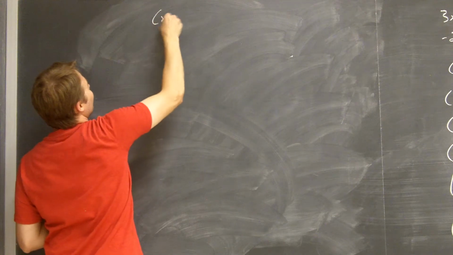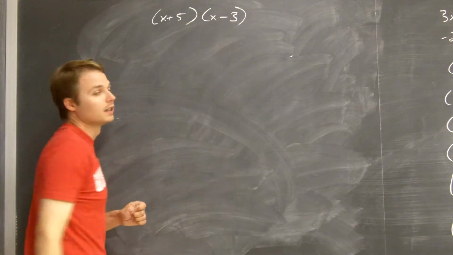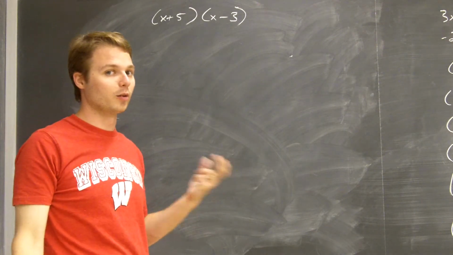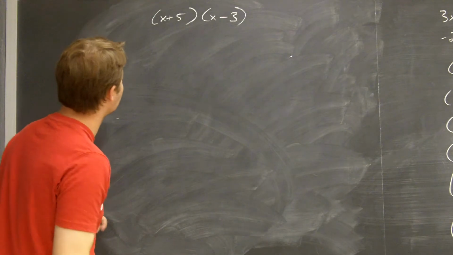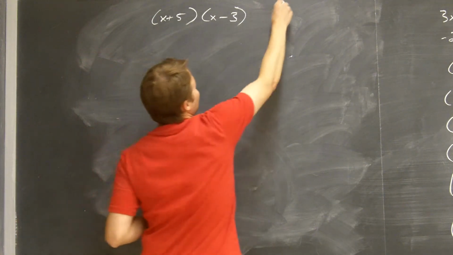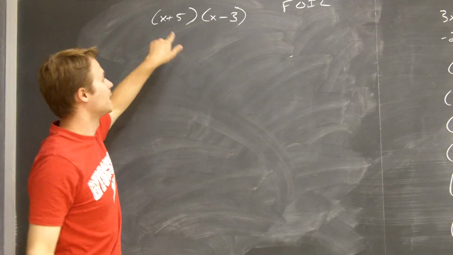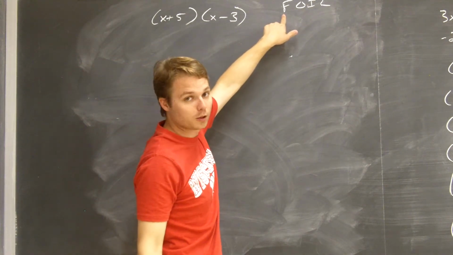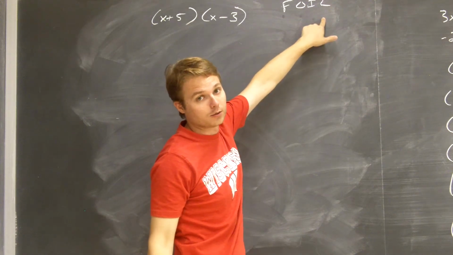So for example, something like this. And again, if you look in the notes, you'll see this method we're going to use, the FOIL method, in a little more detail. I'm even going to work through some examples here. The FOIL method, remember, says that if we have two binomials multiplying times each other, we want to multiply the first two terms, the outer two terms, the inner two terms, and the last two terms.